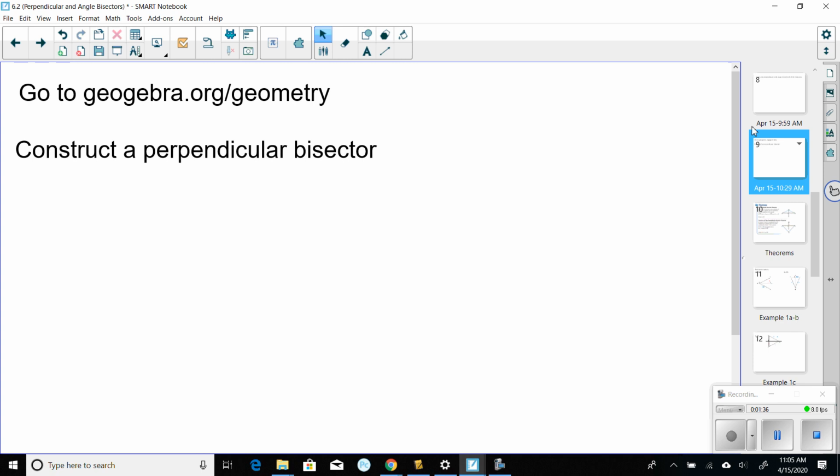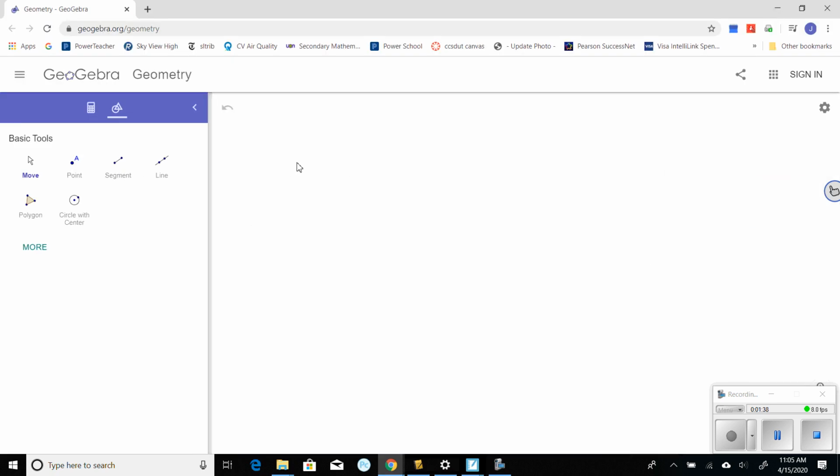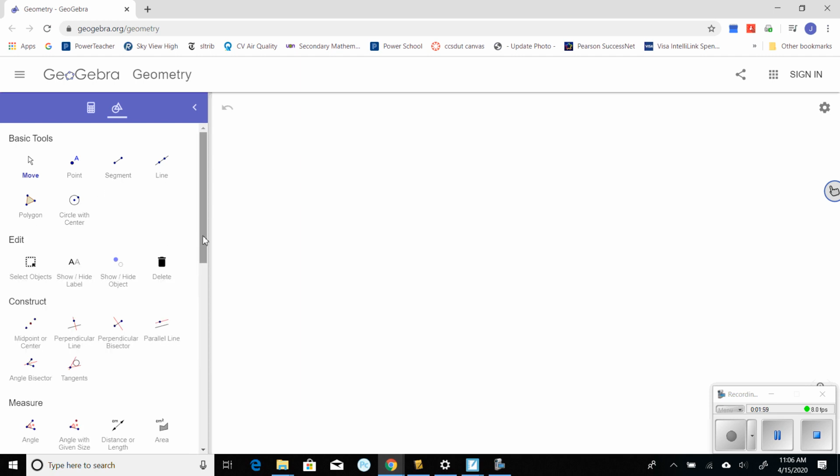So this is what GeoGebra looks like. You have to go to geogebra.org/geometry. Over here on the left side, it gives you all these tools you can use to construct it. These are the basic ones, like the arrow, kind of like a mouse. You could drag things around. You can construct a point, a segment, a line, a circle, and a polygon. If you click on more, though, there's a lot of other options down here.